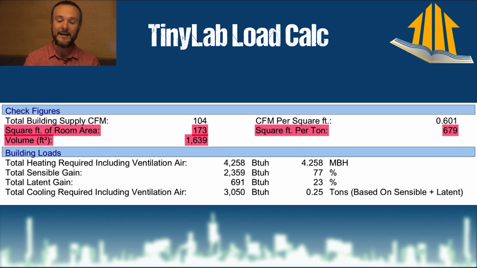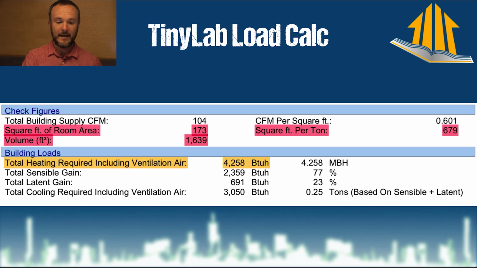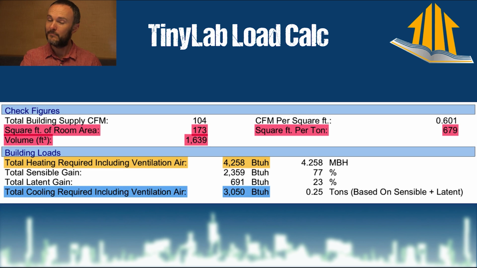The reason that we're at 679, which is very low for such a high performance house, is because of equipment selection, which I'll get into later. So we have some heat bleed around here that I do not care about, and it's excessive for a house of this size. But again, I don't care. The heating required, including ventilation air, that continuous ventilation that I'm bringing in that I just mentioned once an hour, 4,000 BTUs per hour. The cooling required, including ventilation air, 3,000 BTUs per hour.